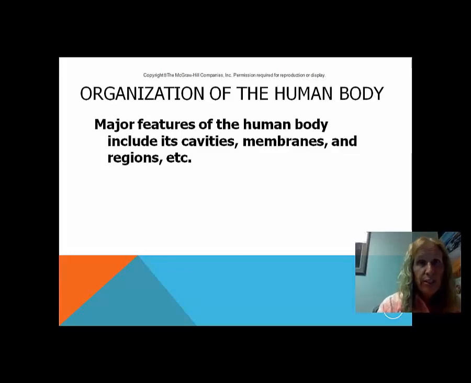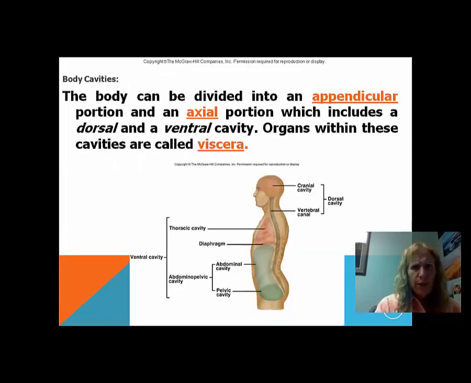We're going to look at the organization of the human body. It includes cavities, membranes, regions, quadrants. We will be looking at directional terms in class. The body can be divided into two portions: the appendicular portion, which is your arms and legs, and the axial portion, which is your head, your neck, and your trunk.